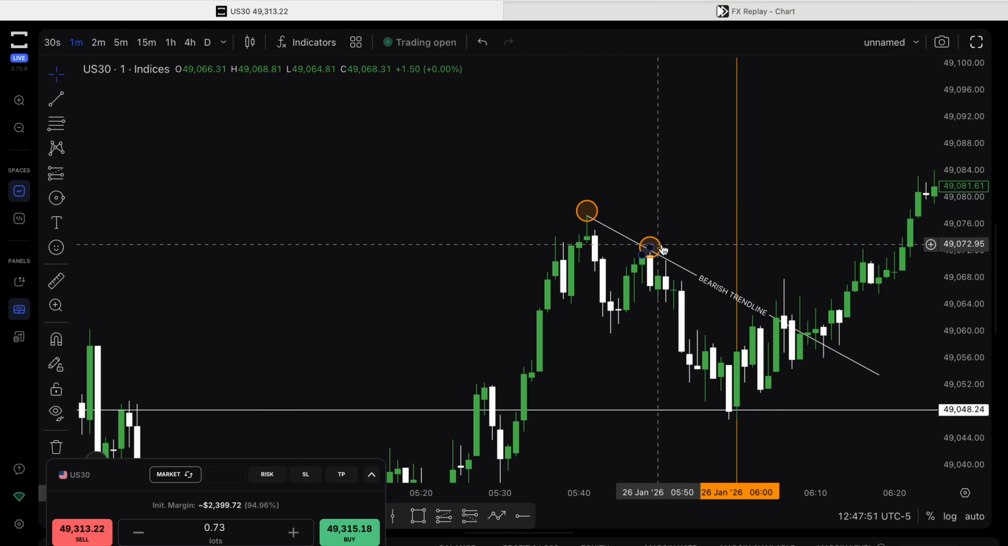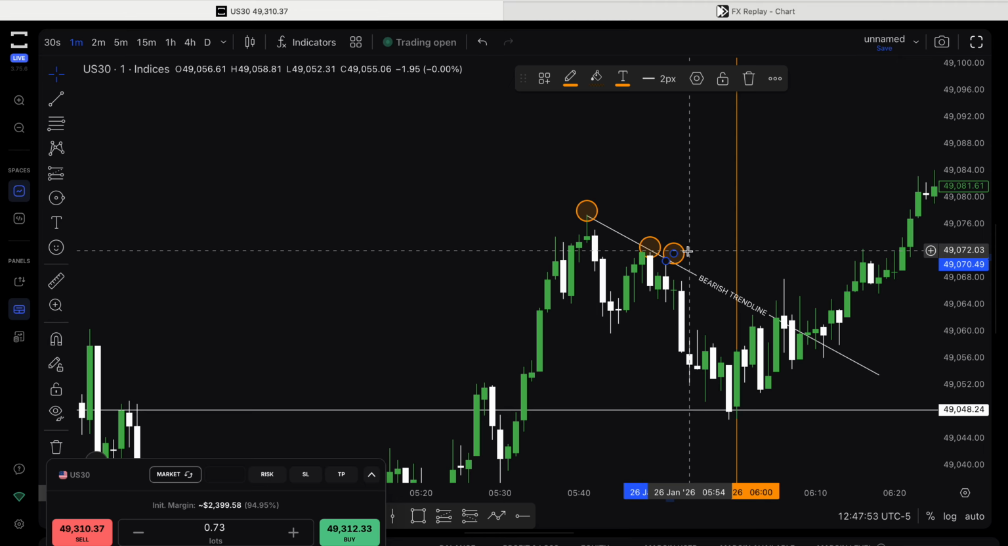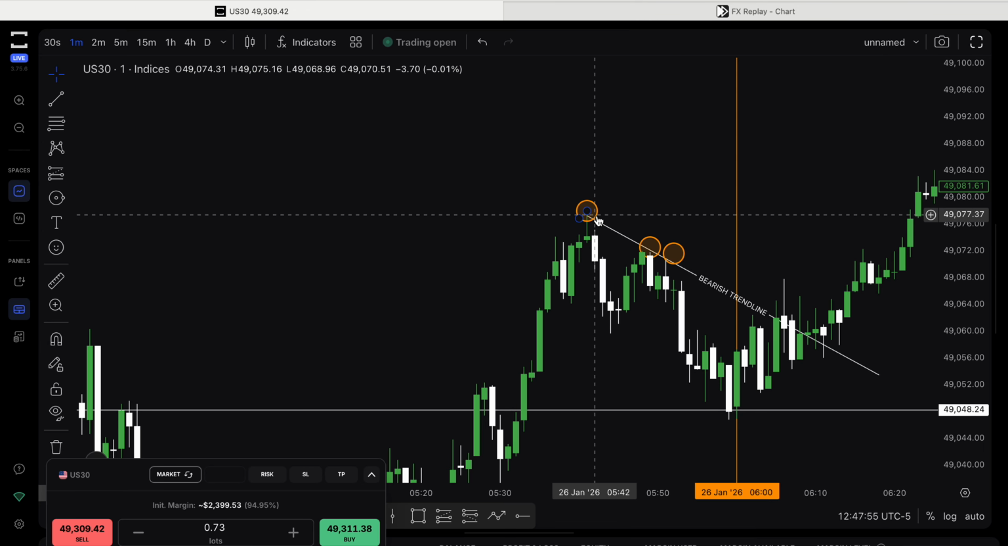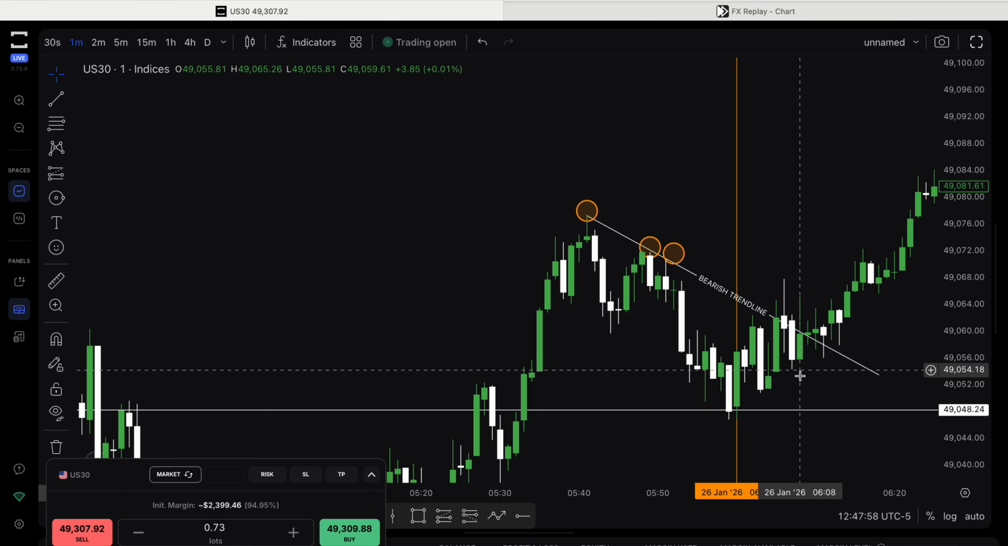2, 3. 3 touches. Boom, boom, boom. It's a bearish trend line.